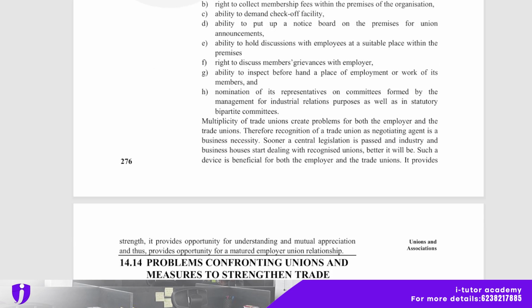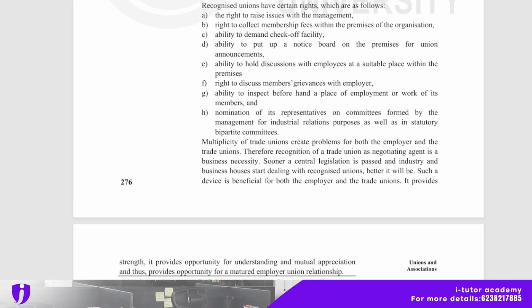Multiplicity of trade unions creates problems for both the employer and the trade union. Therefore, recognition of a trade union as negotiating agent is a business necessity. The sooner a central legislation is passed and industry and business houses start dealing with recognized unions, the better it will be. Such a device is beneficial for both the employer and the trade unions. It provides strength, it provides opportunity for understanding and mutual appreciation, and thus provides opportunity for a matured employer-union relationship. Okay, so this is about today's session.